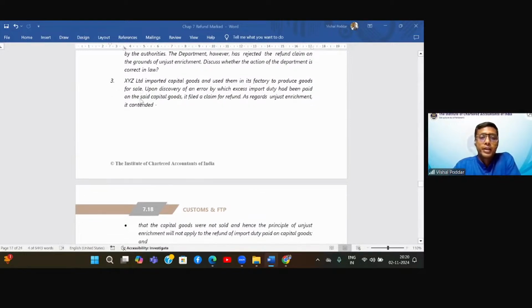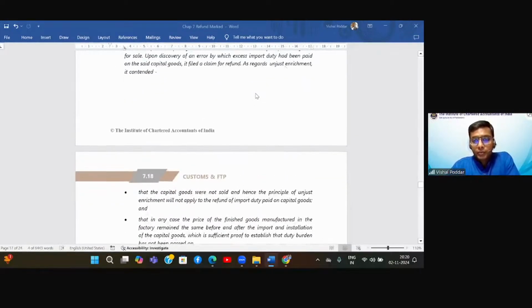Further, let me first read the entire case. Upon discovery of an error by which excess import duty has been paid on the said capital goods, it filed a refund claim. So obviously, since the duty paid was excess, now you are going for refund. But now what the challenge of the department would be that you would have capitalized this, you are claiming depreciation, and depreciation would have been added in the cost of the final products which you are selling. So indirectly, you are passing on the duty incidence. And if you have passed on the duty incidence, there can be no refund.